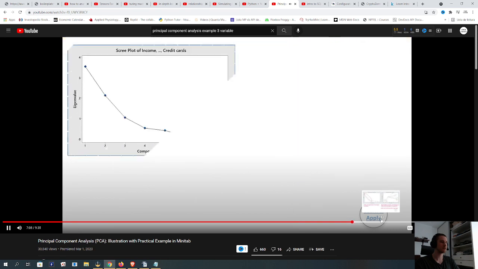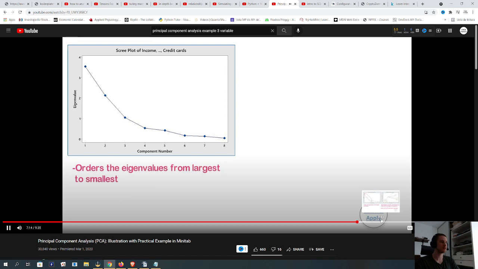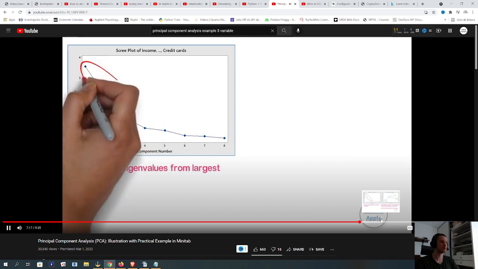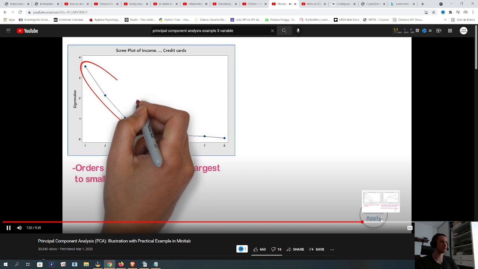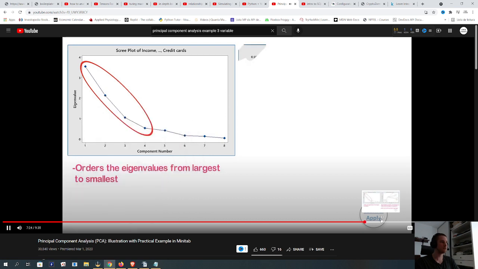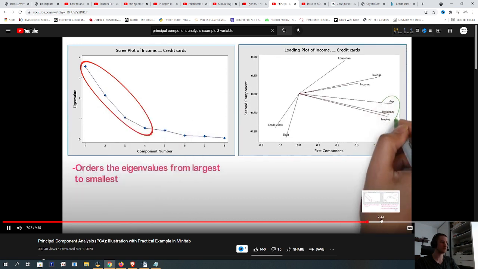The scree plot orders the eigenvalues from largest to smallest. The ideal pattern is a steep curve, followed by a bend and then a straight line. Use the components in the steep curve before the point where the line starts. The loading plot visually shows the results for the first two components.